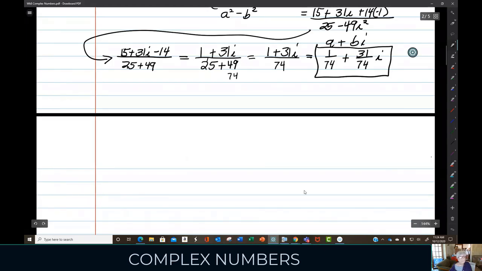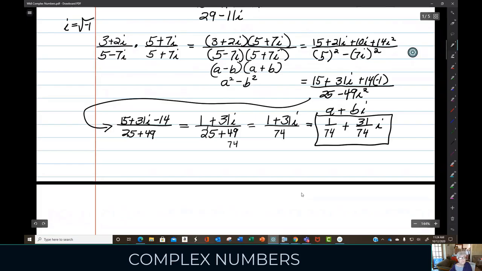Wait, okay, why did we get the answer that we did? Like, instead of leaving 1 plus 31i over 74. That would be the easy way. Yes, it would. But because we're in the complex number system, numbers that are complex numbers have to be written in complex form. So instead of writing 31i over 74, you leave the I on the outside? Yes, you do. Okay.